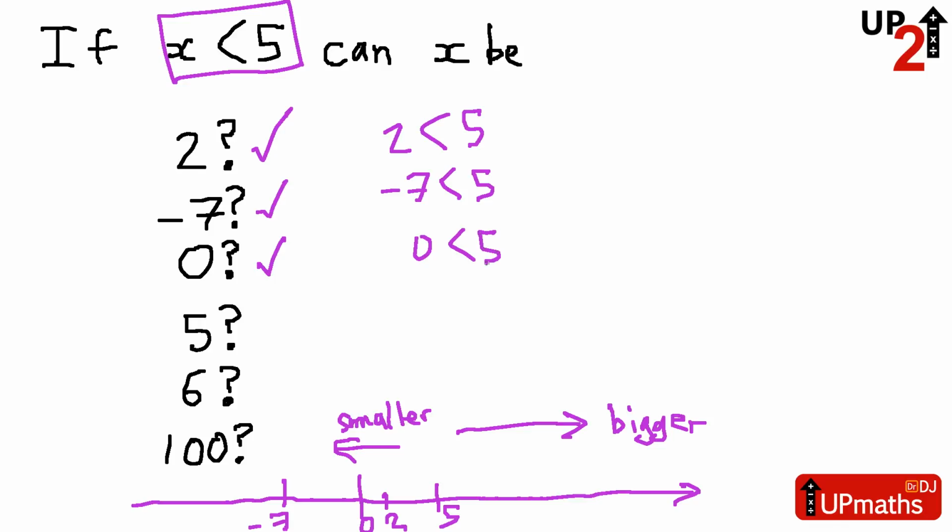Is 5 less than 5? No, because 5 is equal to 5. So it's not less than 5, it's the same. What about 6? No, because 6 is more than 5. It's not less than 5. Similarly, 100 is more than 5. It's not less than 5. There you go, some examples.